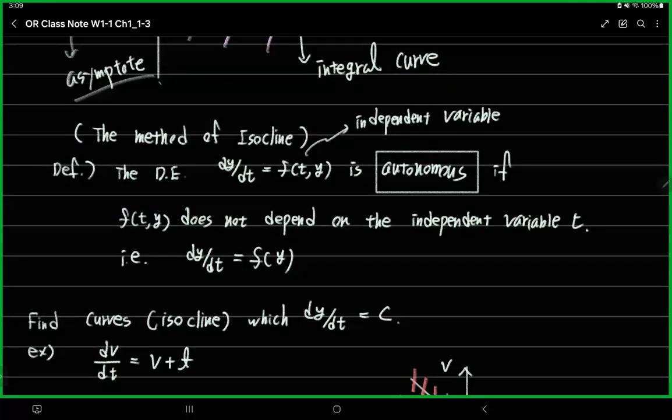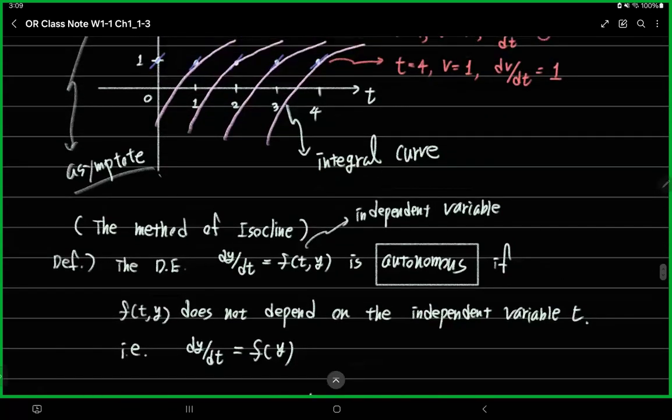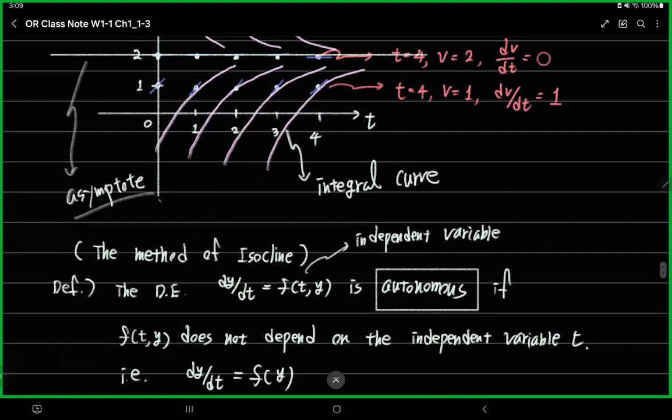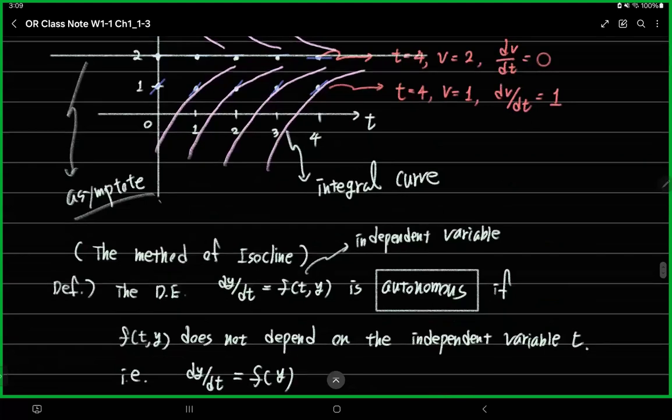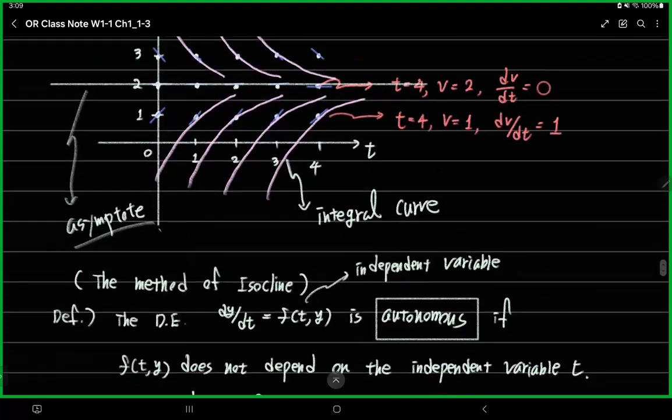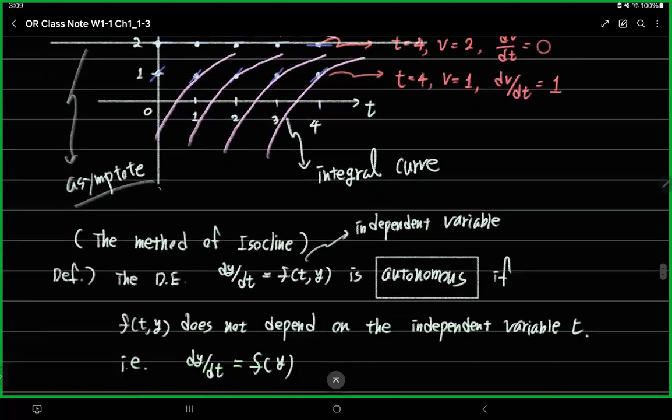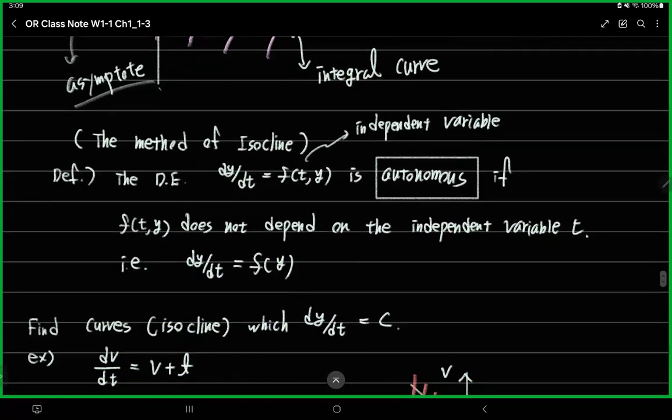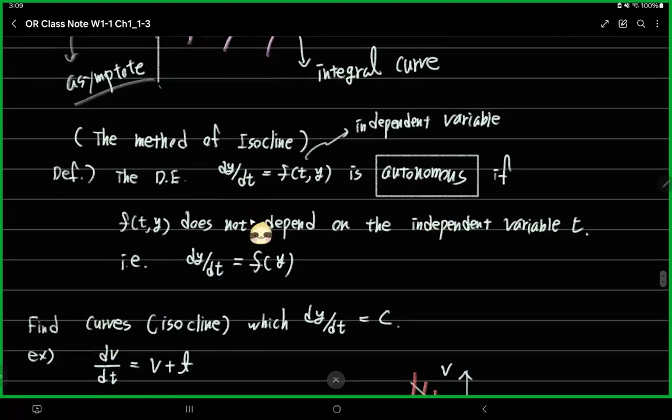Let's see, the method of isoclines. This is a method to draw the direction field. Okay, so let's see, differential equation dy/dt is f of t comma y.